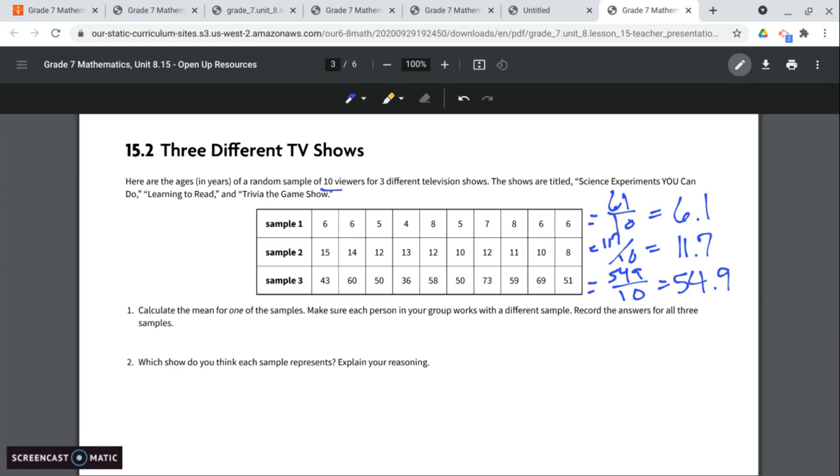So which show do you think each sample represents? Based on the ages and what these TV shows are called, Learning to Read probably means that we're going to be looking at a younger age group. We're going to be looking at some fairly young ages, so we want the lowest mean. So sample 1, Learning to Read.